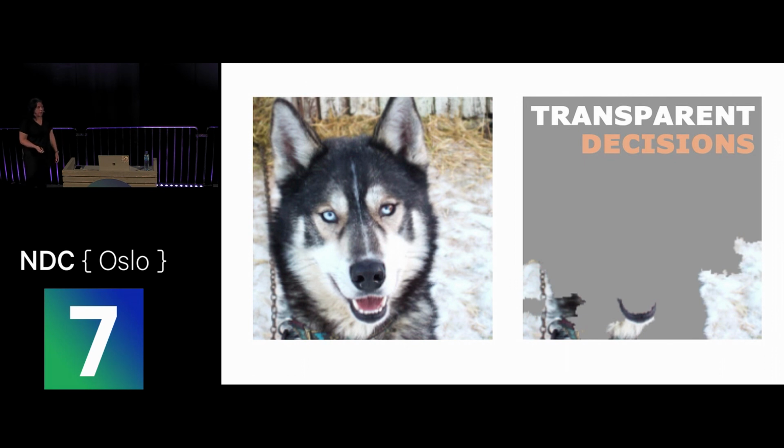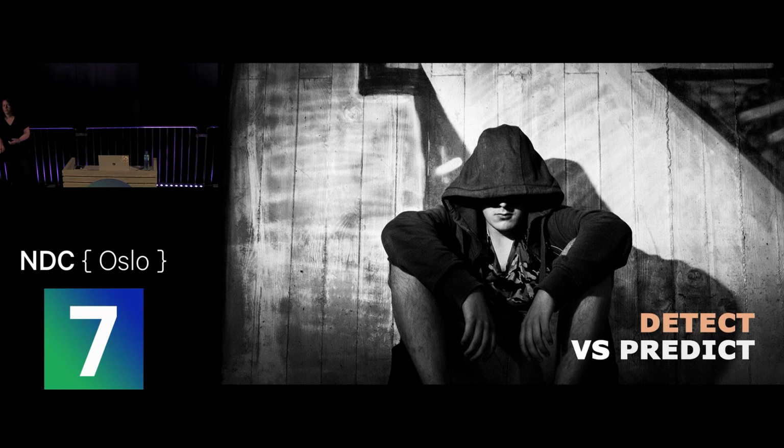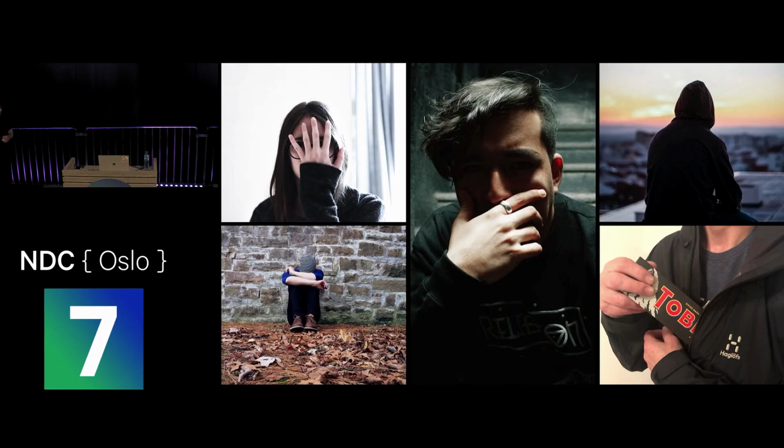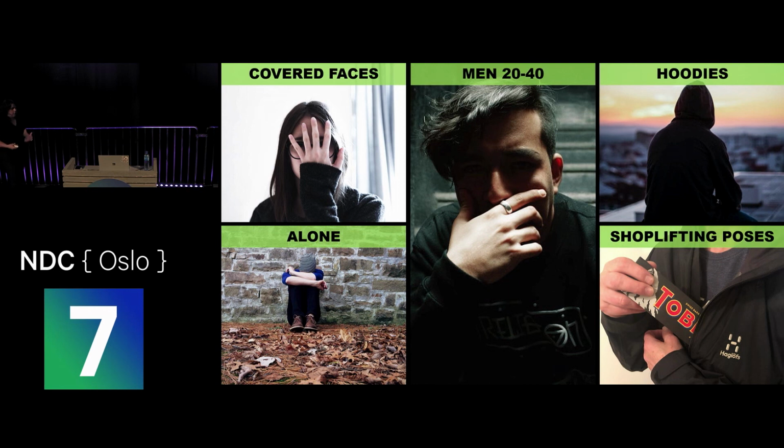And then when we look at predictive policing, which we shouldn't ever be doing, we should instead be looking at detecting versus predicting. So this is from a case that I was working on recently, where we look at cameras from stores and try to figure out if someone is shoplifting or not. When we looked at the shoplifting cases, we noticed that they were covering their faces, they were usually alone, men 20 to 40, wearing hoodies, and using certain poses for shoplifting. And if we had just built an end-to-end model on this, trying to say whether this is a shoplifter or not, we would very likely have detected everyone who was a man 20 to 40 wearing a hoodie covering their face as a shoplifter.